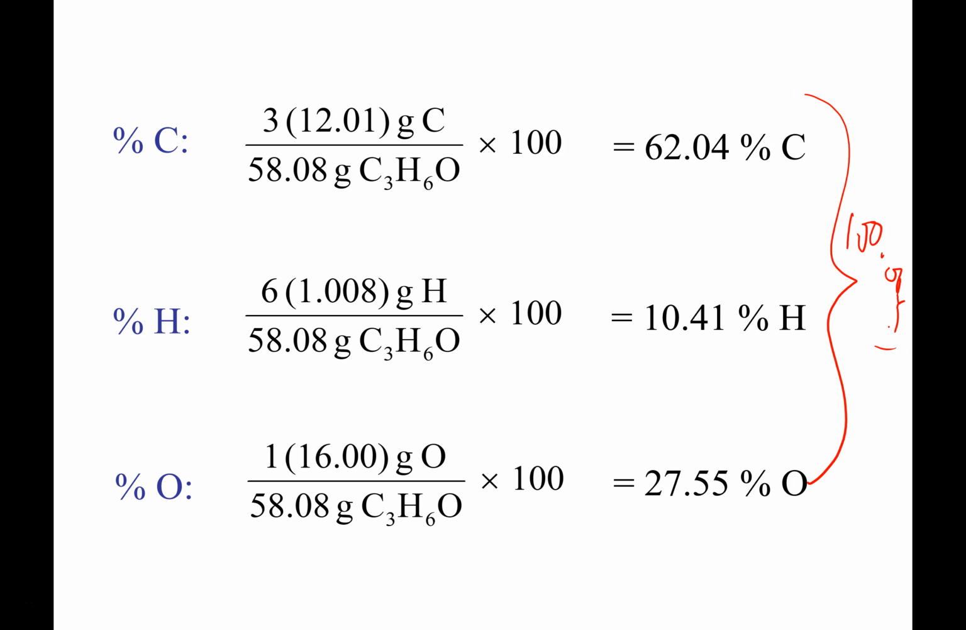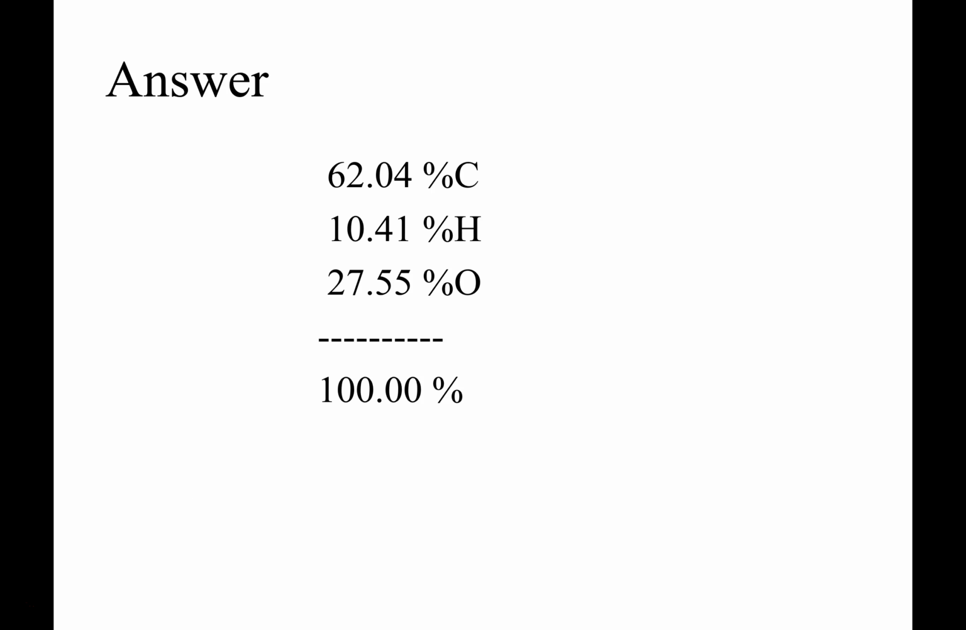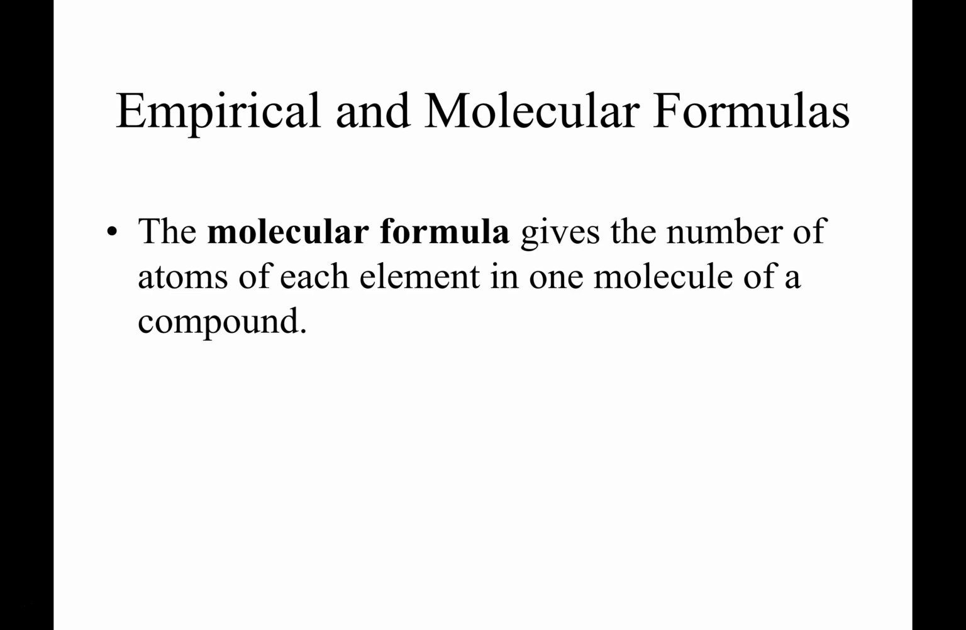So now, if you're doing a problem like this and you end up with 99.95 or 100.05%, that's okay. They should be close to 100. And these actually are directly equal to 100. Okay, so that's percent elemental composition.